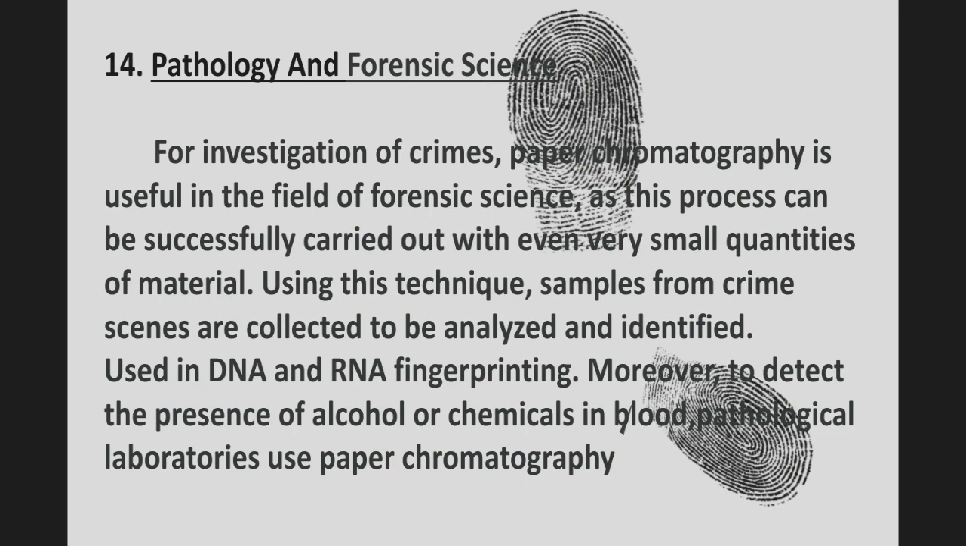For investigation of crimes, paper chromatography is useful in the field of forensic science as this process can be successfully carried out with even very small quantities of material. Using this technique, samples from crime scenes are collected to be analyzed and identified, used in DNA and RNA fingerprinting. Moreover, to detect the presence of alcohol or chemicals in the blood, pathological laboratories use paper chromatography.